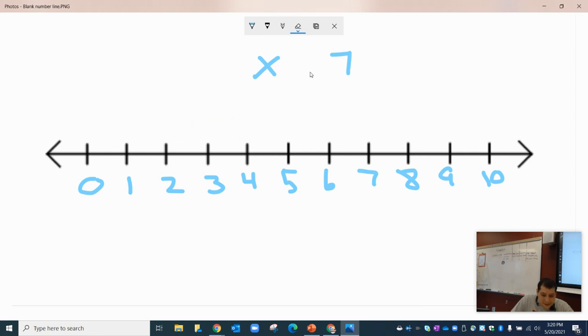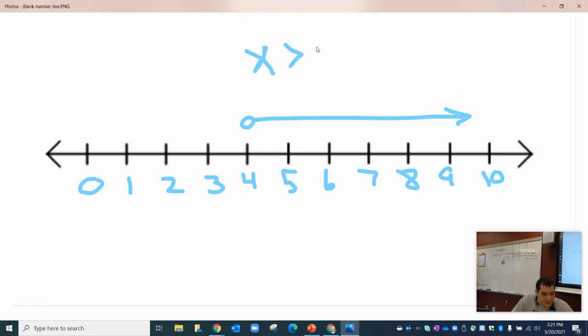All right, let's try. What does this one show? Oh, let me redo my dot. This would be x or y or n, or the number, the variable is greater than but not equal to 4. It doesn't include 4, just greater than 4. All the numbers above 4.